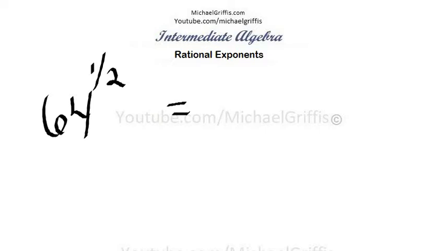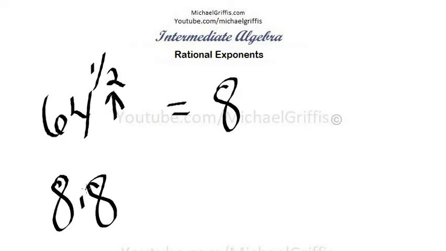What this really means is it's equal to 8. Okay, so think about this. You see this 2 right here? I need two numbers multiplied together that give me 64. In other words, 8 times 8. But 8 times 8 is your 64, right?